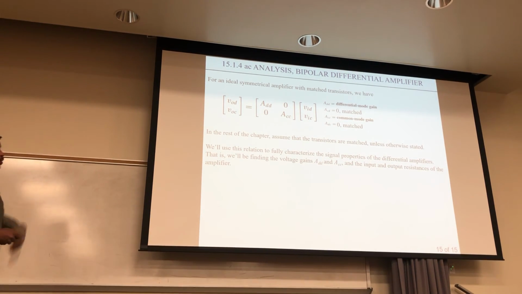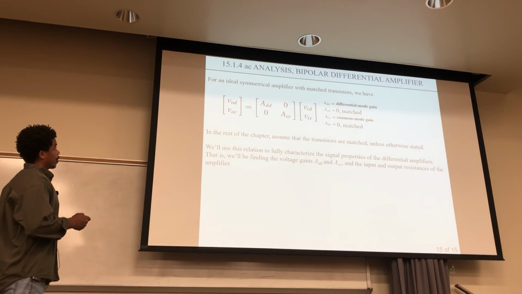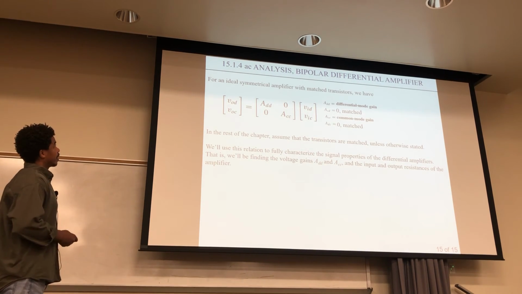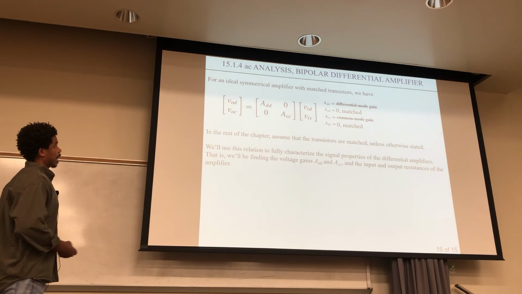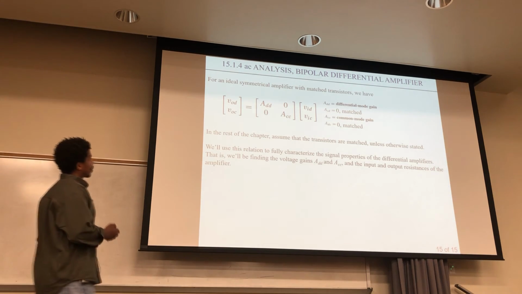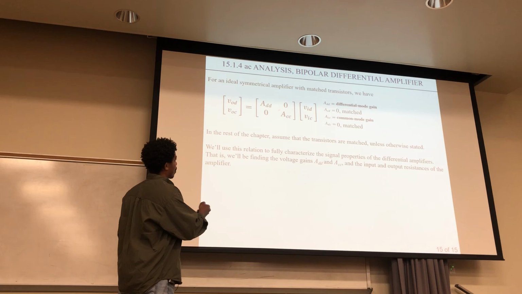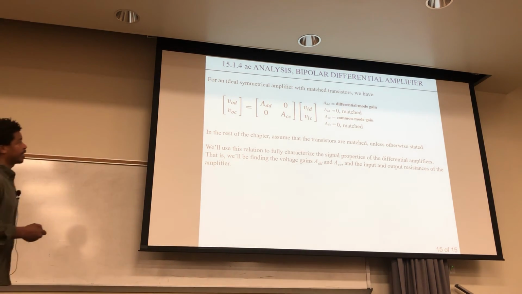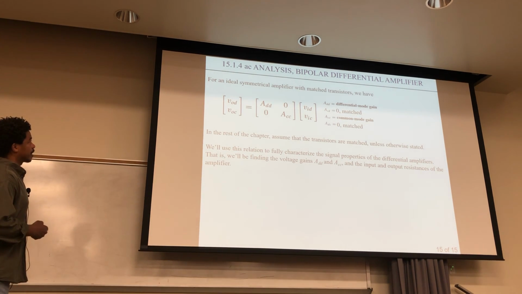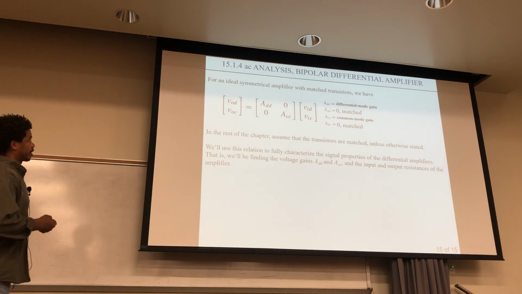What we'll do coming next in the next lecture is we'll take off from here and use that to further characterize these types of amplifiers. It says here that for the rest of the chapter, we're going to assume that the transistors are matched. That means that these are 0 if they are matched, unless otherwise stated. And we'll use this relation to fully characterize the signal properties of the differential amplifiers, and we'll be finding the voltage gains and input-output resistances of the amplifiers.